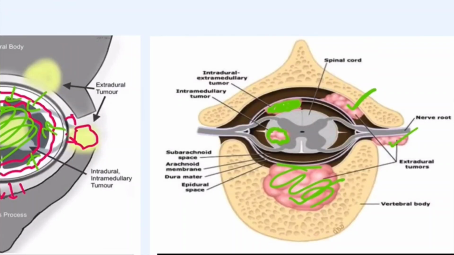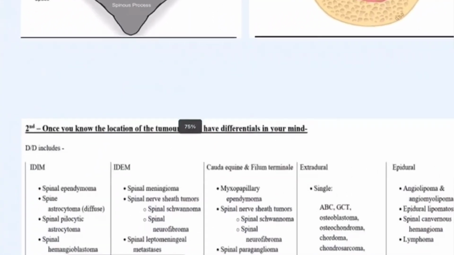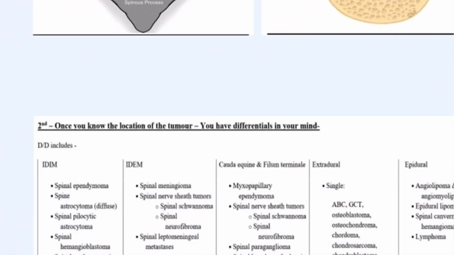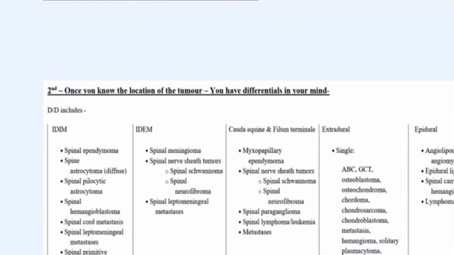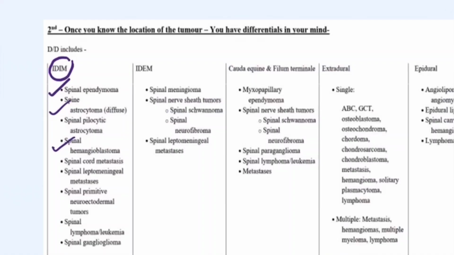Once we know the compartment, which type of tumor, from which compartment it is arising, now we can think of the differentials, like what tumors basically arise from these compartments. So for the exam point of view, amongst the intradural intramedullary tumors, important ones are ependymoma, astrocytoma, hemangioblastoma. These three are the important ones. In part 2, obviously we will discuss in more detail. So these are the intradural intramedullary.